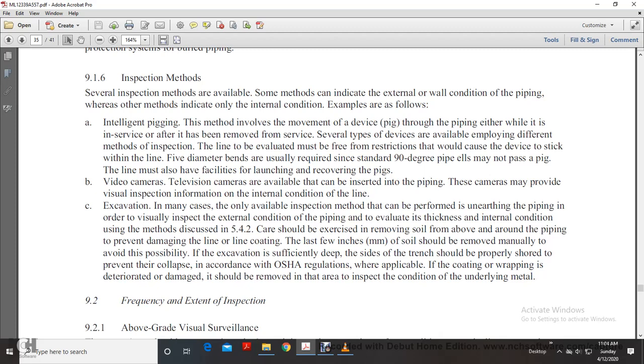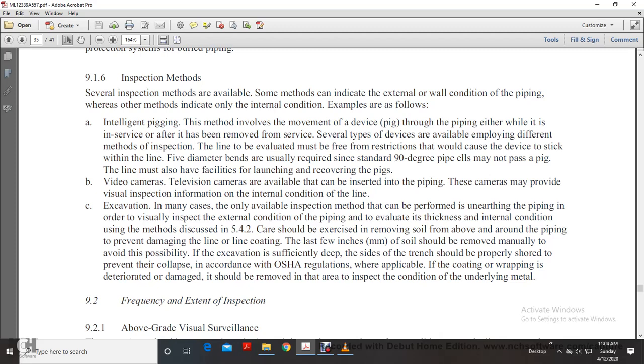Video cameras: television cameras are available that can be inserted into the piping. These cameras may provide visual inspection information on the internal condition of the line. Excavation: in many cases, the only available inspection method is to unearth the pipe and perform a visual inspection of the external condition of the piping. To evaluate the thickness and internal condition, use the methods discussed in 5.4.2.